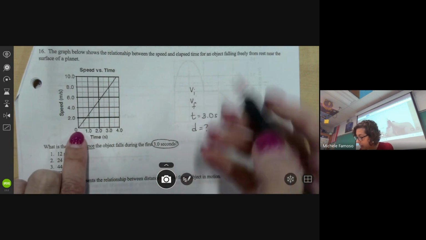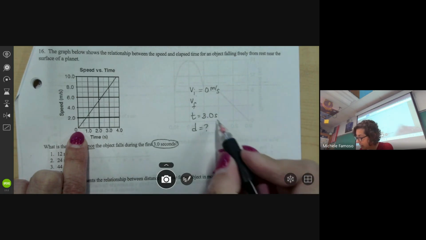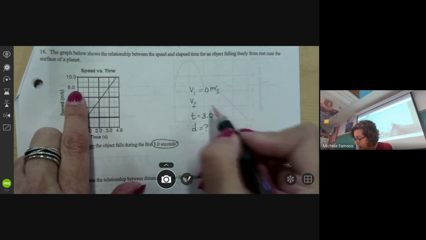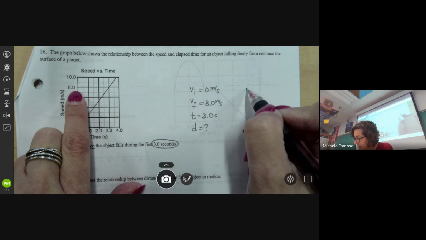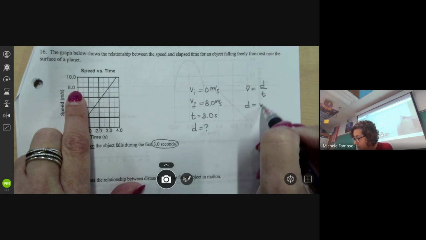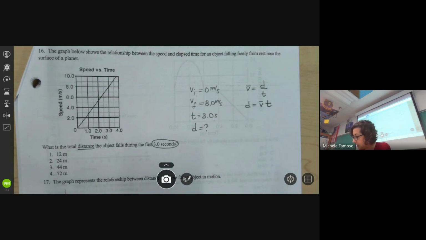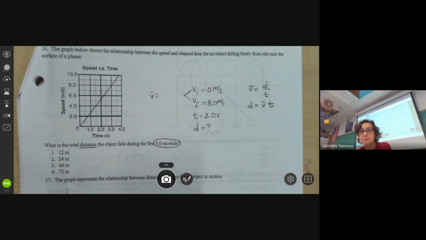So my initial velocity from the graph would be 0 meters per second. At 3 seconds, my final velocity would be 8.0 meters per second. To get that distance, I'm going to use average speed is distance over time. So distance is average speed times time. What is the average of 0 and 8?